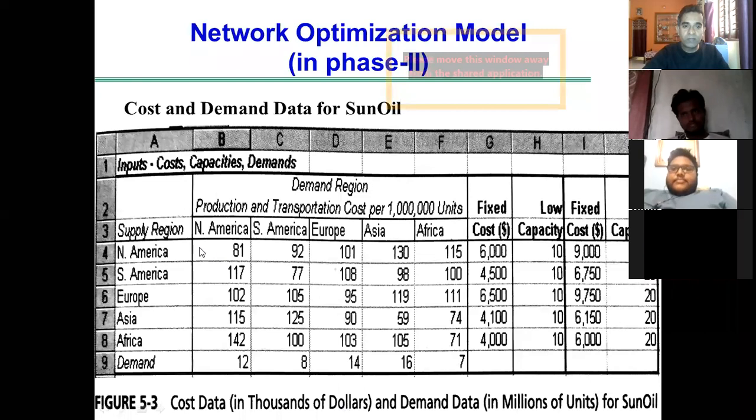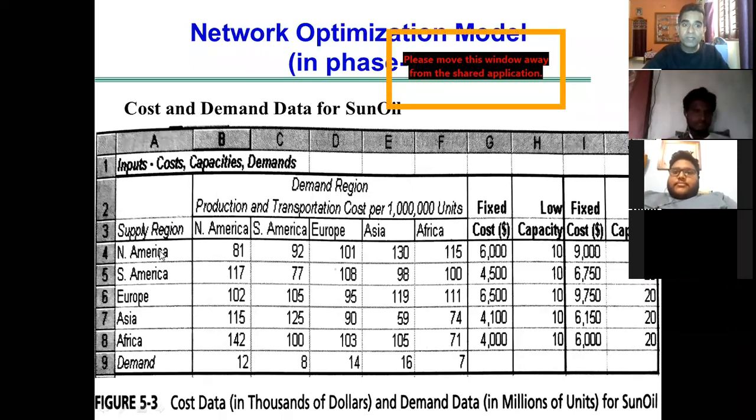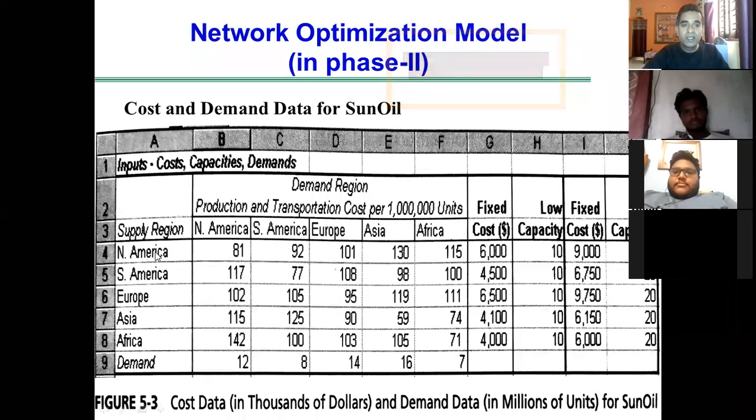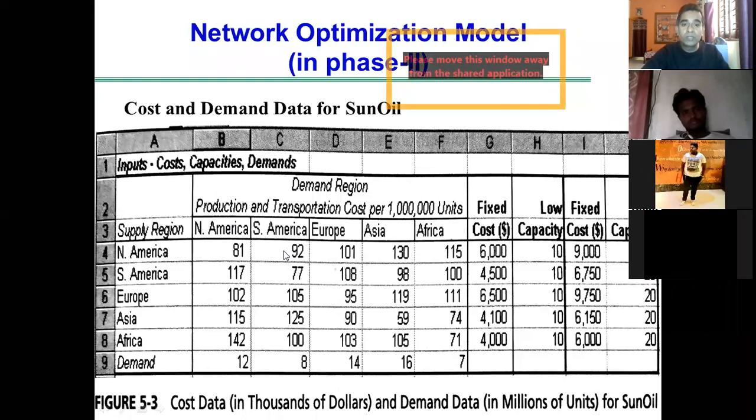So how do we read it? For example, if you manufacture in North America, it is a supply region. Supply regions are where the facilities, the manufacturing units, will be located: North America, South America, Europe, Asia, and Africa. If you manufacture in North America and supply in North America, for 1 million units it would cost $81,000 in production and transportation cost. Similarly, if you manufacture in North America and supply to the South American market, it would cost $92,000 for 1 million units.